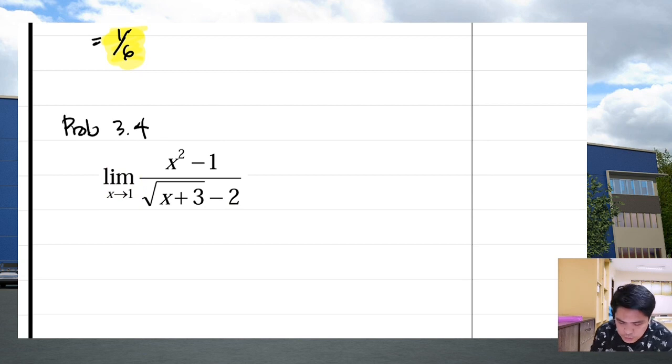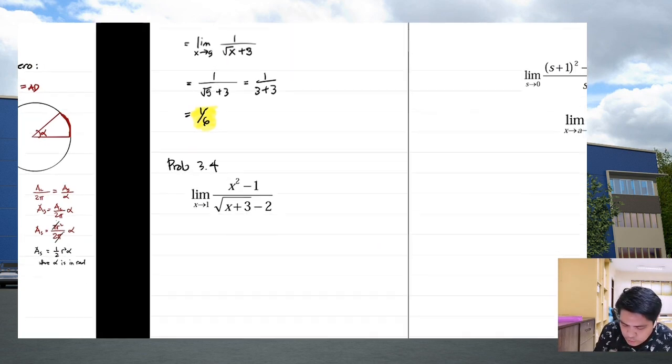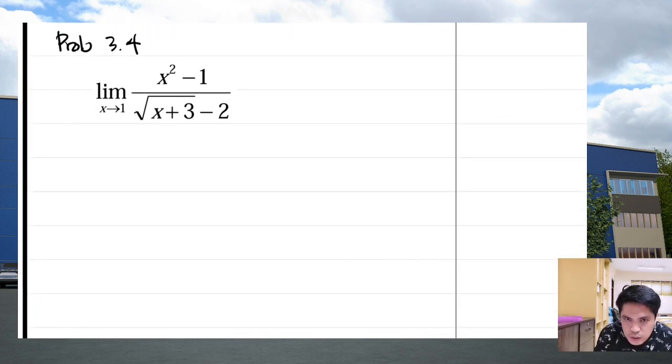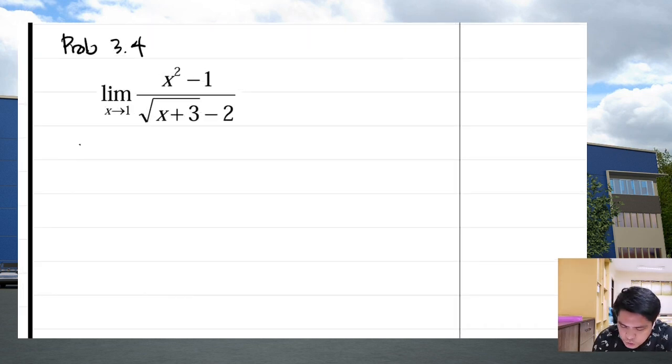Now let's try problem 3.4. We have the limit of x squared minus 1 over the square root of x plus 3 minus 2 as x approaches 1. So how do we solve this? If you recall our lesson in rationalizing the denominator, we could manipulate this in order to rationalize the denominator. Why do we need to rationalize the denominator?